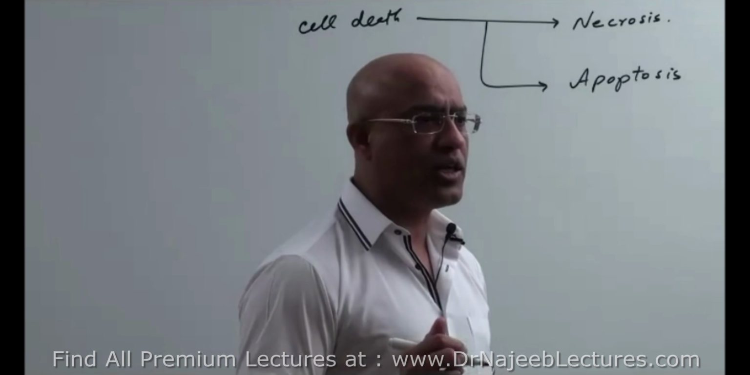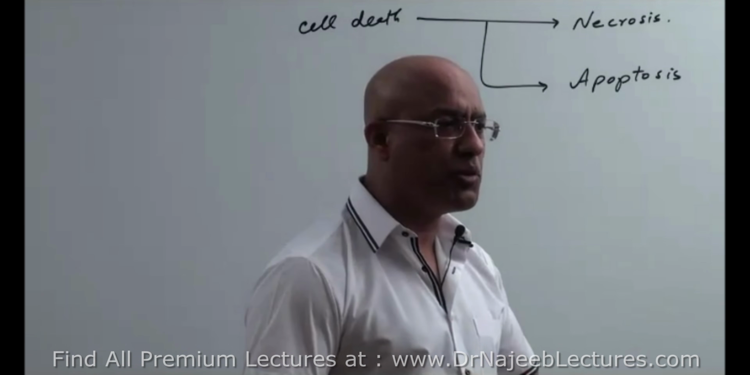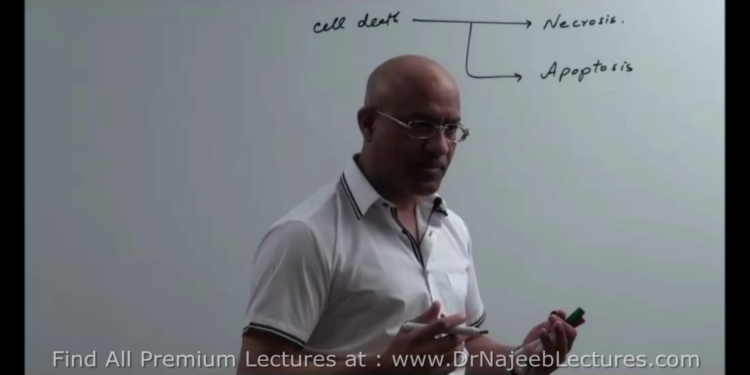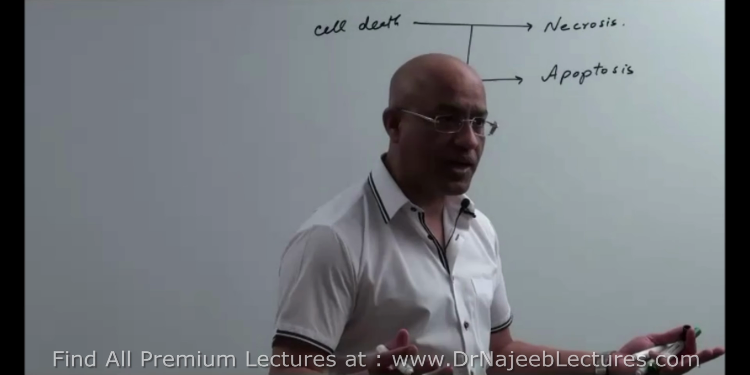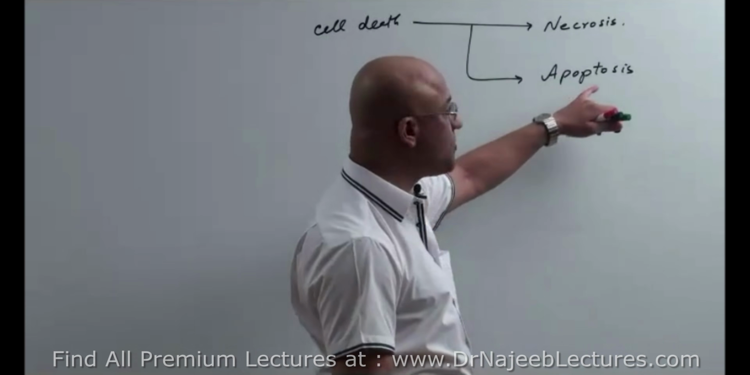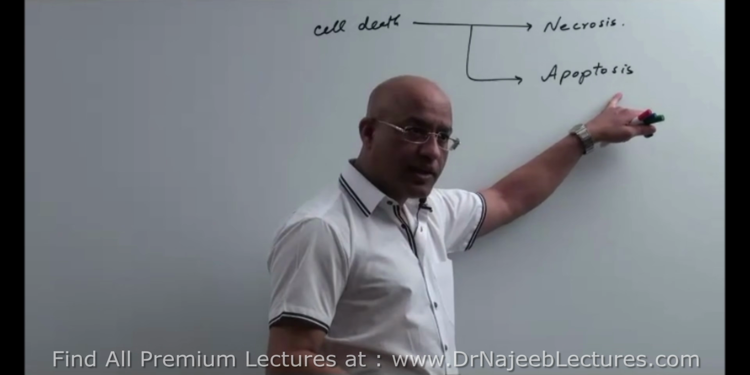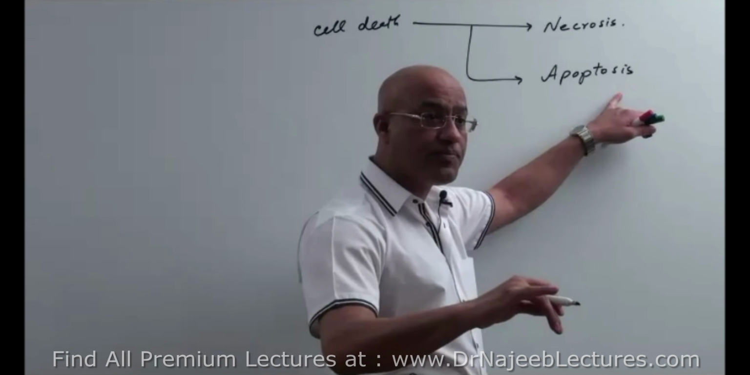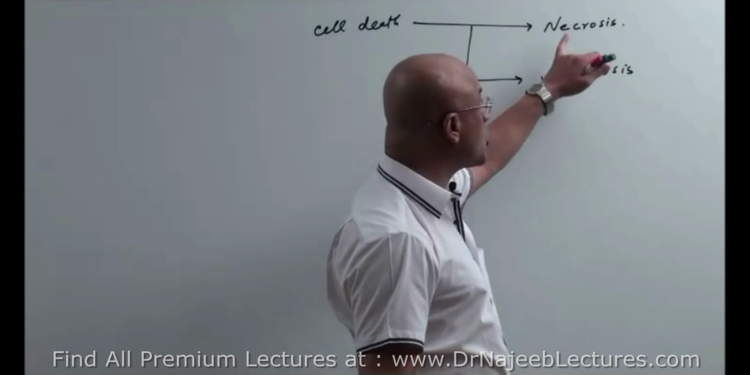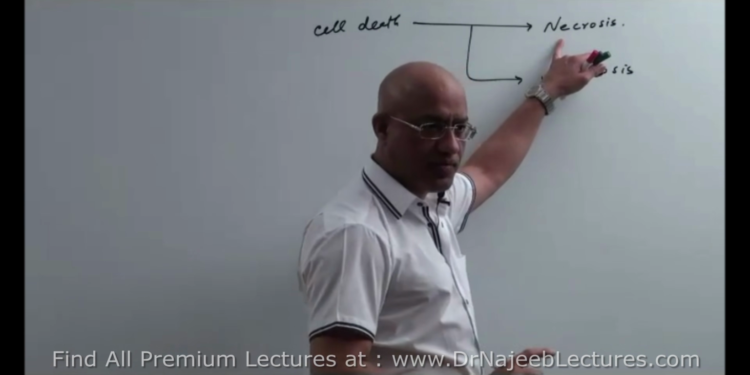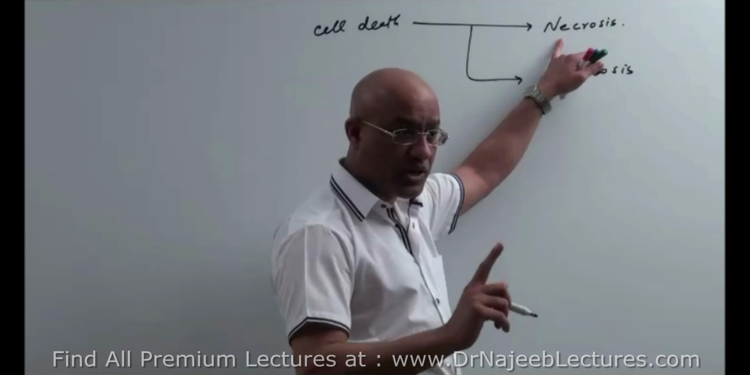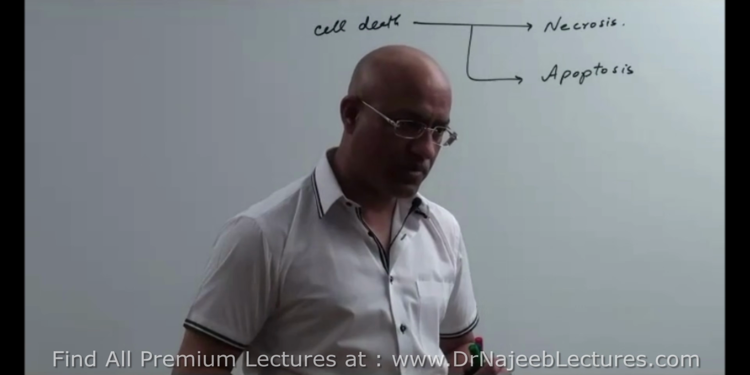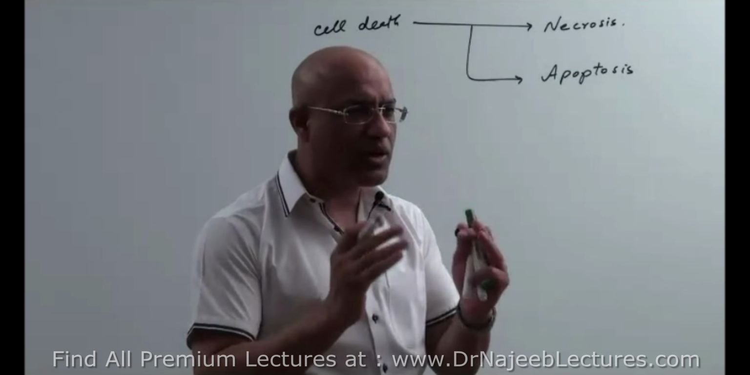Apoptosis may be physiological or it may be pathological. Sometimes physiologically we want some cells to be removed from our body. For example, during embryogenesis, some cells should disappear, so they disappear by the process of apoptosis. So apoptosis can be physiological or pathological. Necrosis is always pathological. This is very important. So just saying every cell death is necrosis is not true. You must be very clear what necrosis is.